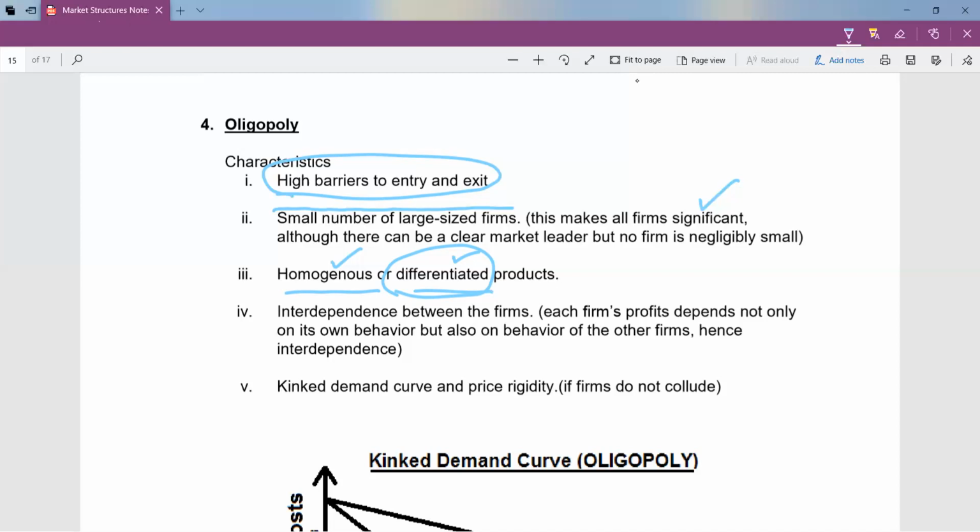Another defining characteristic of oligopoly is what we call interdependence. So the first defining characteristic was a small number of large-sized firms, and the second defining characteristic is interdependence. What is interdependence? Interdependence is where a firm's profits depend not only on its own actions, but also on the behavior of the other firms.